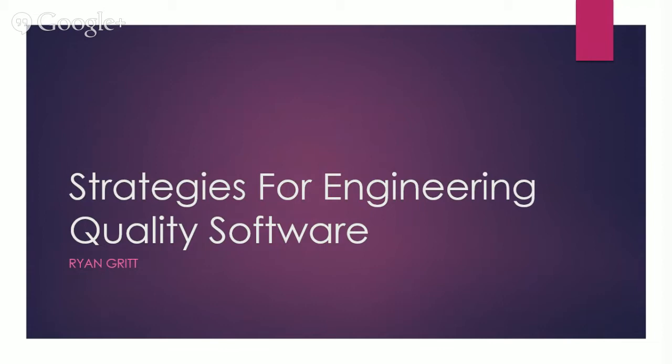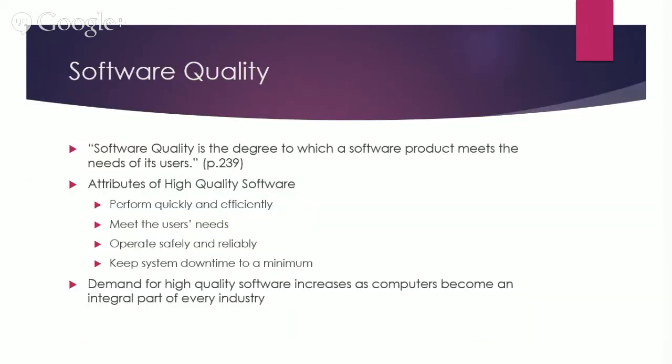All right. So we're going to be talking today about the strategies for engineering quality software. This is coming from a computer ethics book. And it's important everyone here understand the importance of developing high quality software because we're all in industry similar to that, and we don't want to be putting out bad software. So without further ado, here we go.